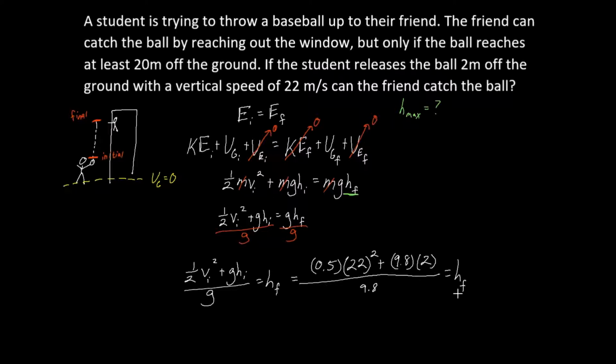And divide that all by 9.8, and I find out that it reaches a maximum height of 26.69 meters. So I look back at the question and ask, have I answered the question? And the question is, can the friend catch the ball? Well, the maximum height is 26 meters. All we need is 20 meters, so the answer here is yes. And again, the reasoning is because the maximum height that it could reach is higher than what we want it to be. So yes, the friend could grab it on its way up or on its way down.